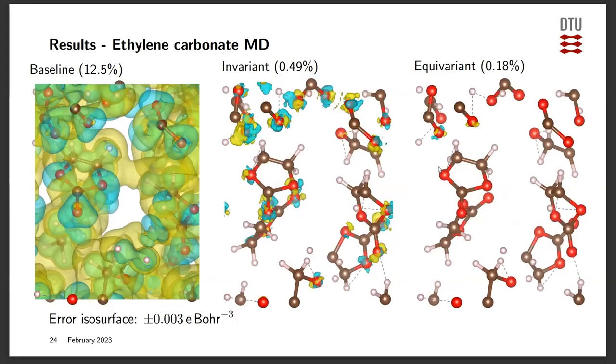Yeah. So this is what the error isosurfaces look like. And this is if you use the baseline, which was the pro-atomic densities. For the invariant model, we have some error around the oxygens. It's actually the same for the equivariant model, but the errors are just a lot smaller. We can also see that the errors look a little bit noisy.